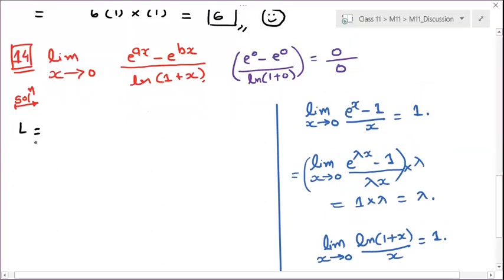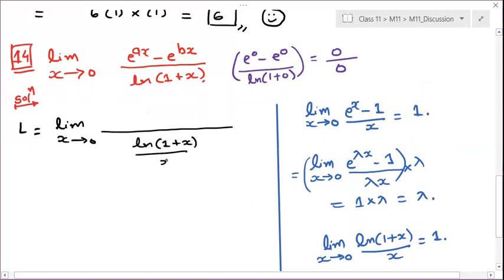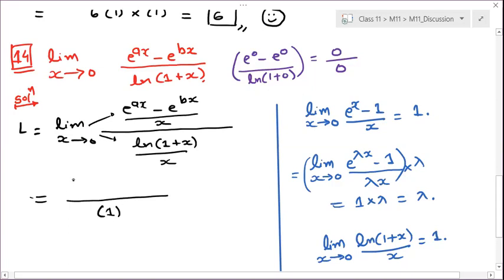So here your L is limit x tends to 0. In denominator, it will be ln 1 plus x whole divided by x. In numerator, it will be e to the power ax minus e to the power bx whole divided by x. This is clear. Now you can give limit to both numerator as well as denominator. So if we give this limit to denominator, it will be direct 1 or not? Right. It is direct 1. ln 1 plus x by x is equal to 1. So in denominator, it will be 1. In numerator, it will be limit x tends to 0, e to the power ax minus e to the power bx divided by x. Now I require minus 1.